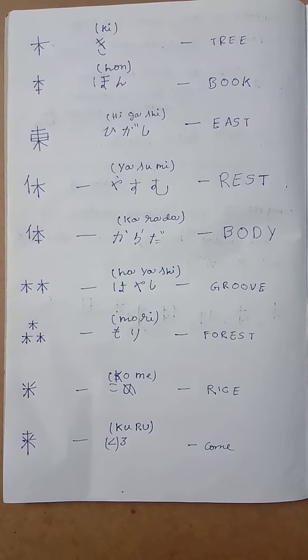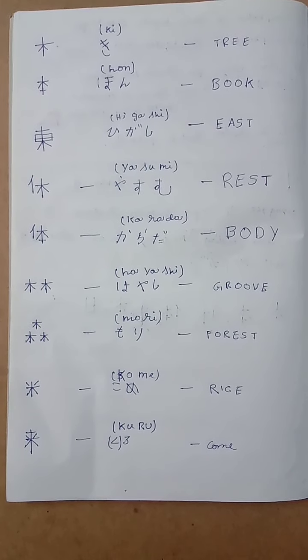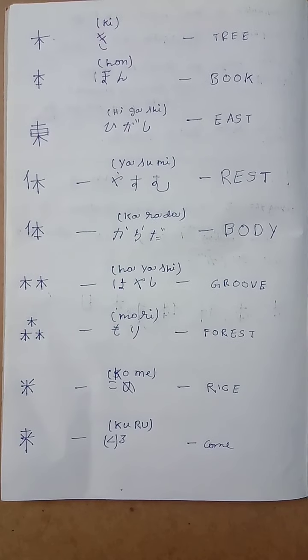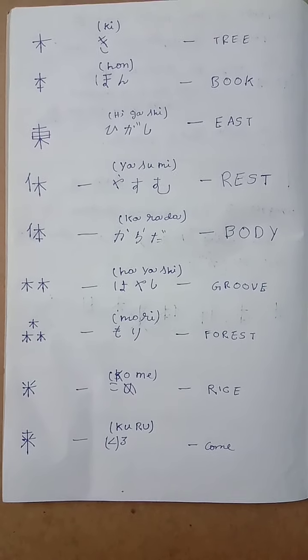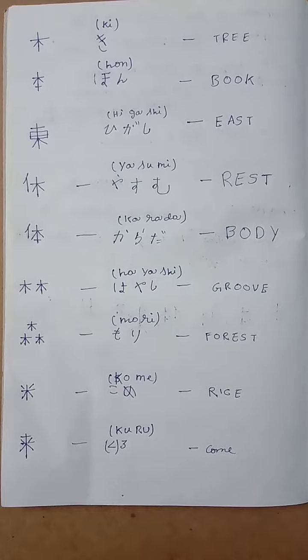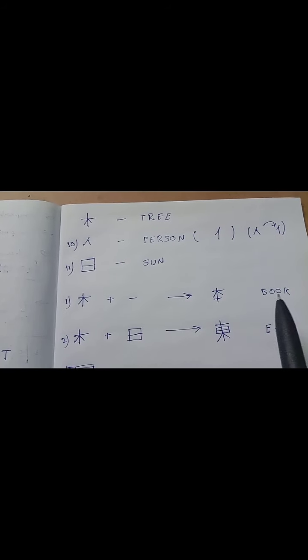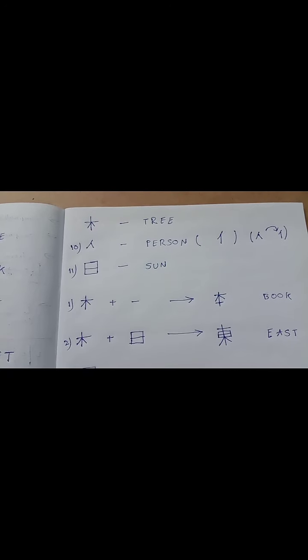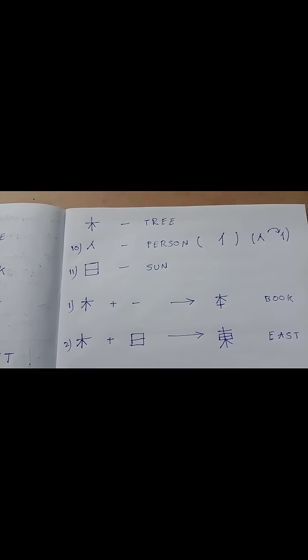Now I have made 9 more kanji by just using tree as the basic symbol, and I will use the rest of the symbols along with the tree. So now if you remember only 3 kanji, you can make a total of 11 kanji. We shall see how it is possible.